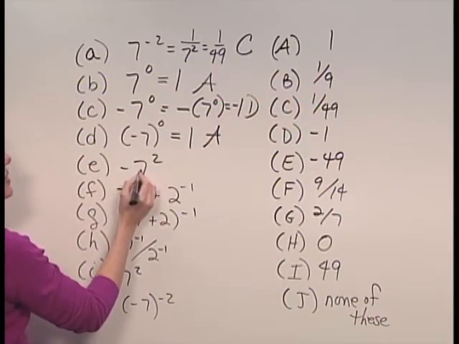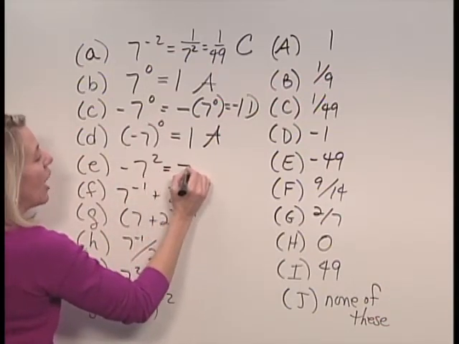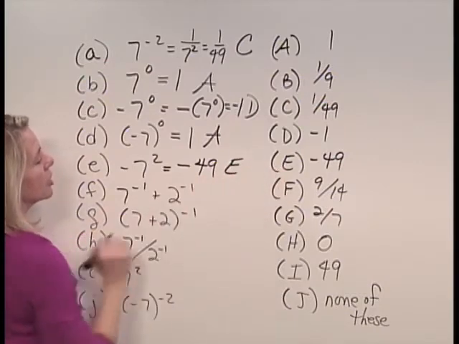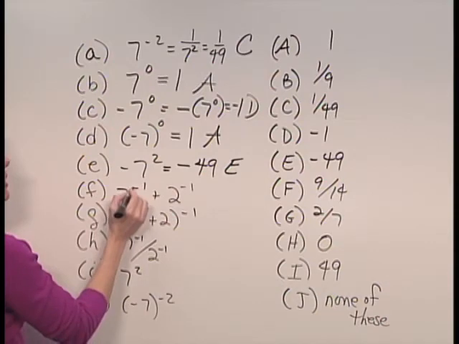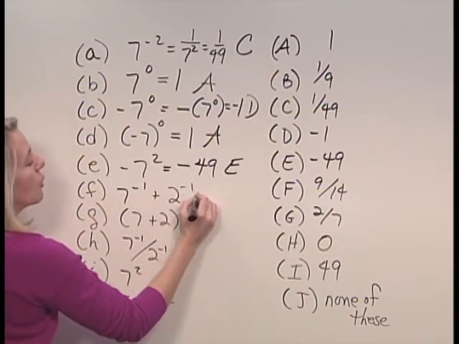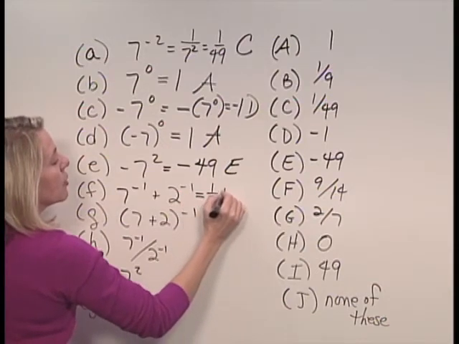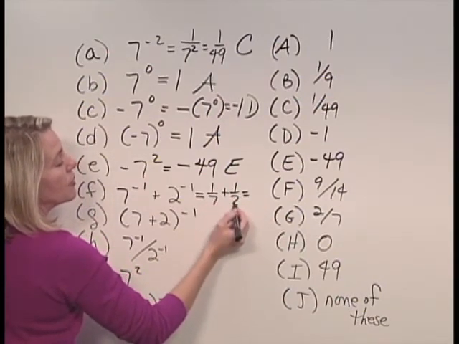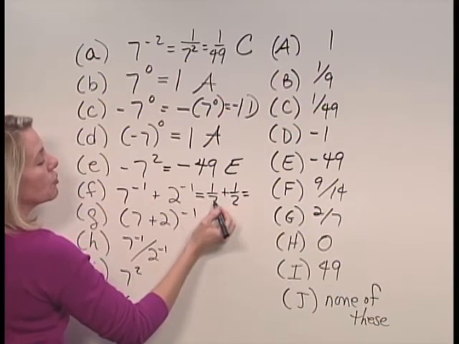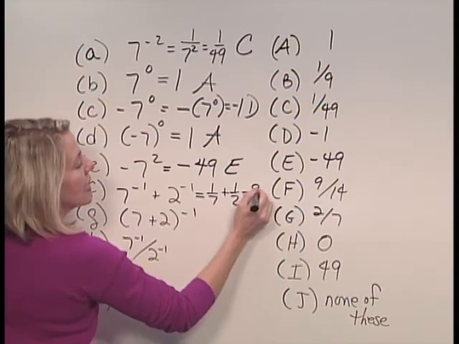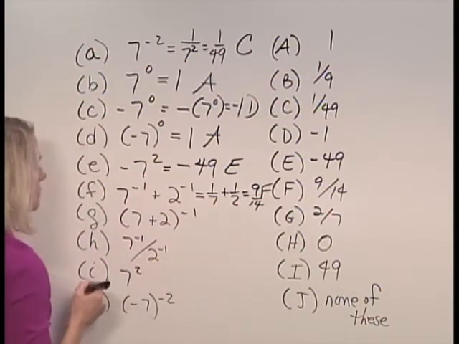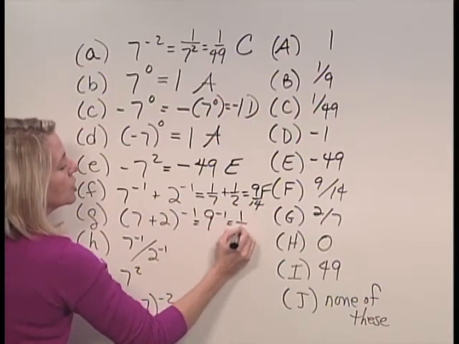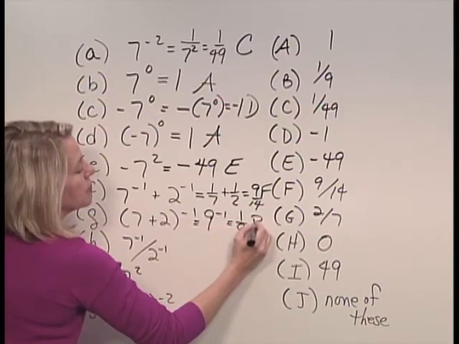For E, negative 7 squared, similar to C, this will be the opposite of whatever 7 squared is. That's 49. Negative 49 would be selection E. For F, 7 raised to the negative 1 power plus 2 raised to the negative 1 power would be equal to 1/7 plus 1/2. And when we write that as equivalent fractions with common denominators, we have 2 over 14 plus 7 over 14, which is 9 over 14, and that would be F. For G, 7 plus 2 raised to the negative 1 is equal to 9 raised to the negative 1, which is 1/9, and that would be selection B.